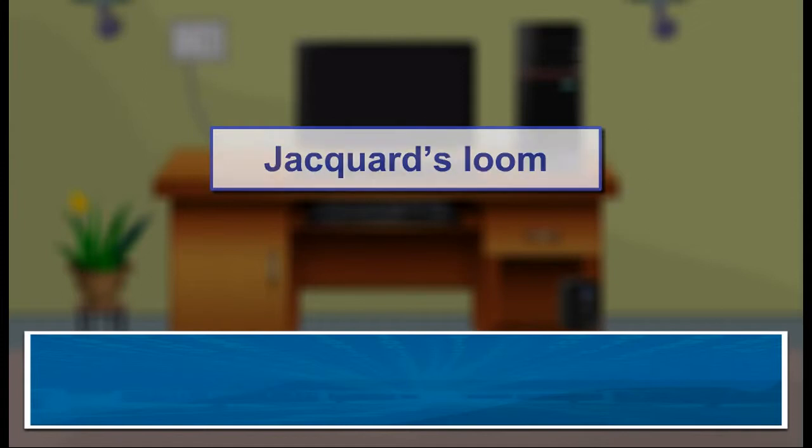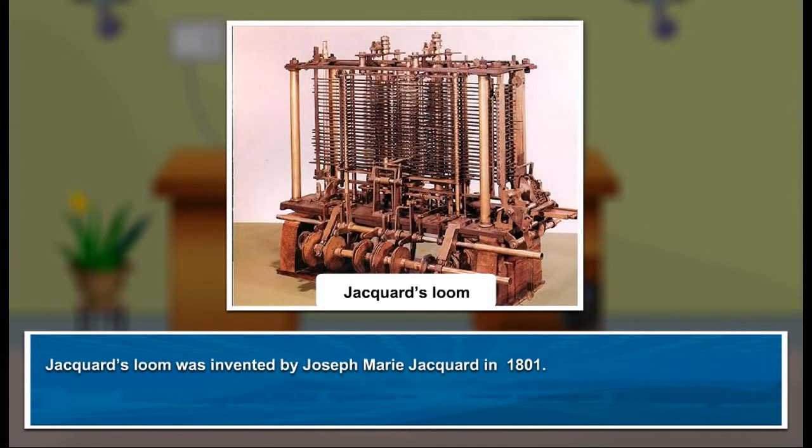Jacquard's Loom. Jacquard's loom was invented by Joseph Mary Jacquard in 1801. It was the first machine to use punched cards to control a sequence of operations. A punch card is a piece of paper that contains the information for doing calculation. This information is represented by the holes in it.